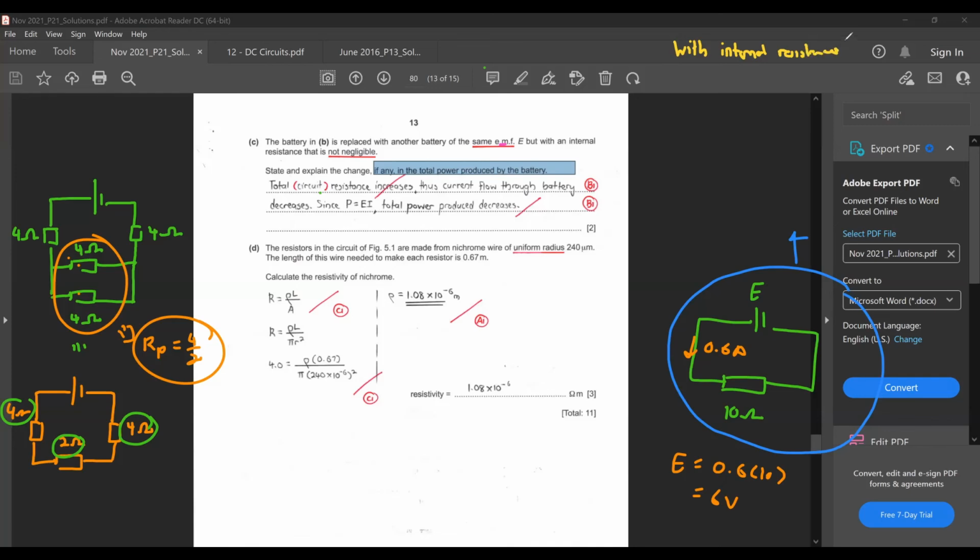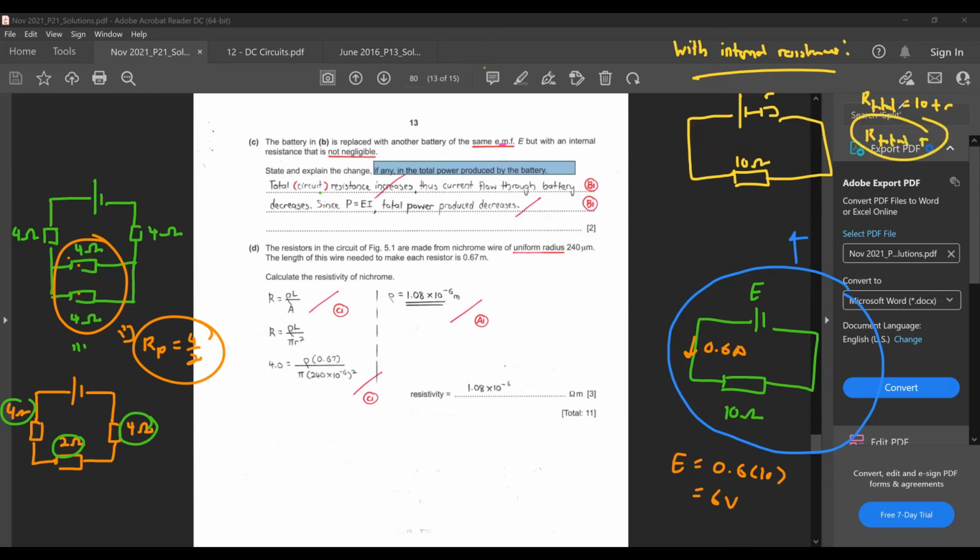With internal resistance, your circuit will now probably look like this. While you have 10 ohms over here, you now have another resistance here. So in our case here, your R total is actually 10 plus R. Your R total has actually increased.